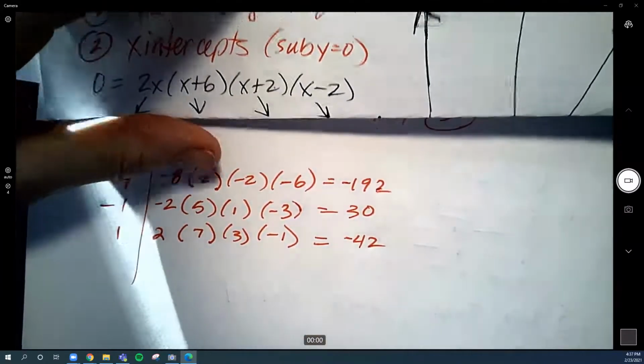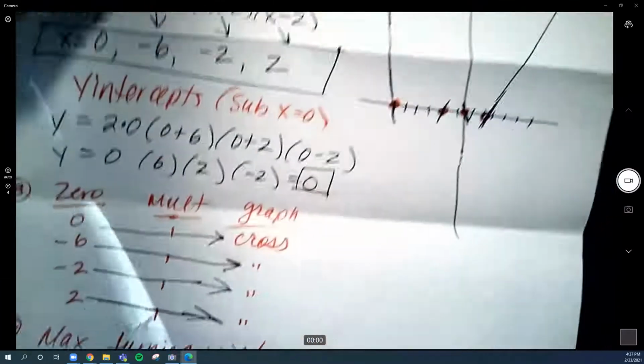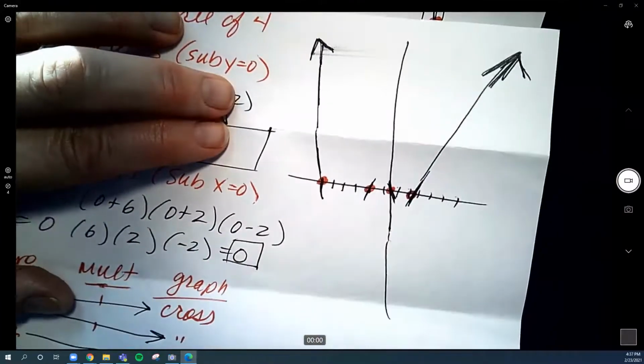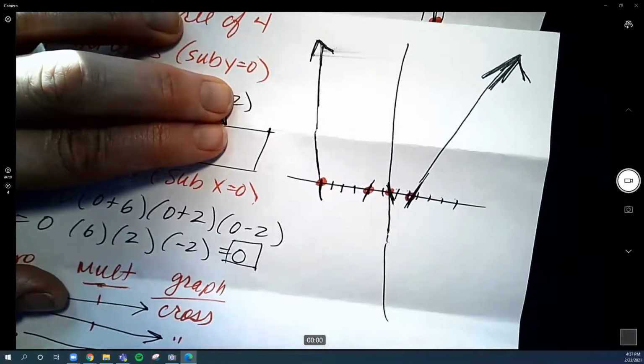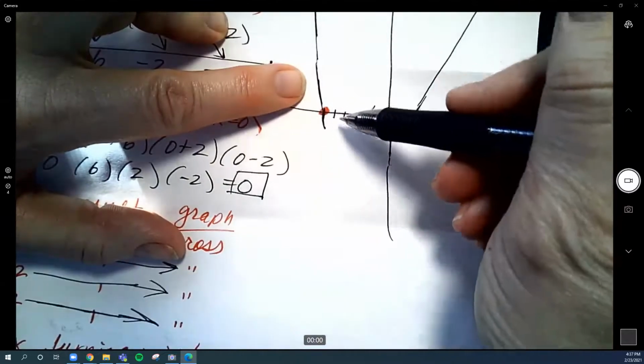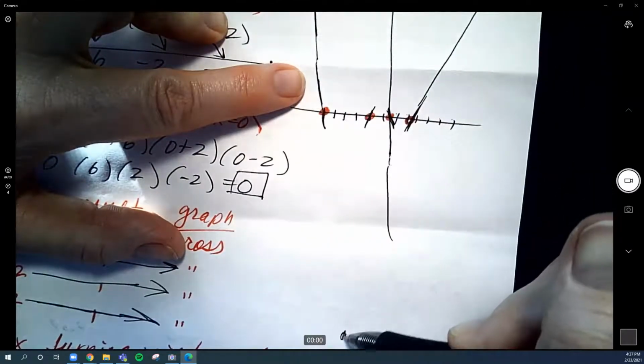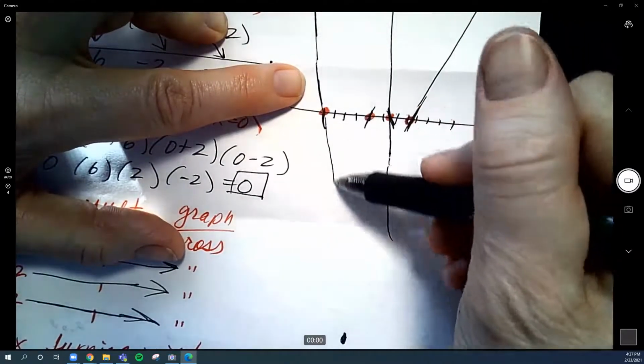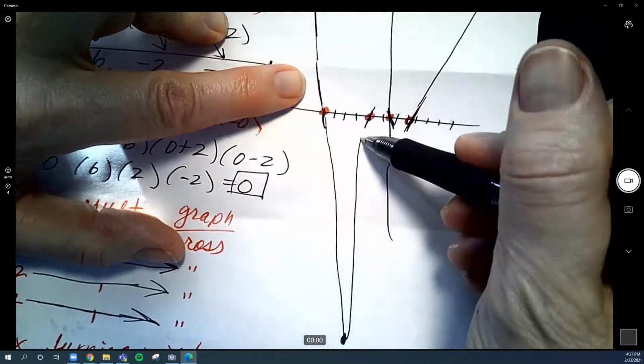So they're going to be quite far off my graph, but when I come up here to try to put those on, at least I know that this graph is very, very long, meaning at -4, it's going to have a point way, way down here at -192. So it's going to be a very long graph.